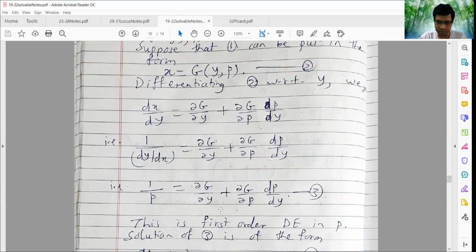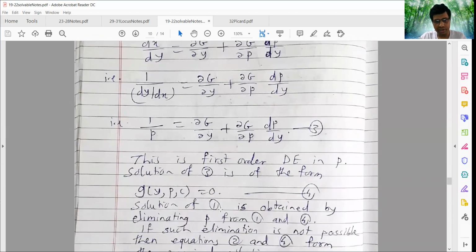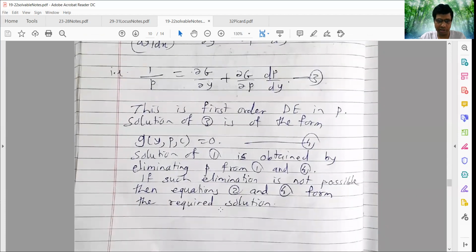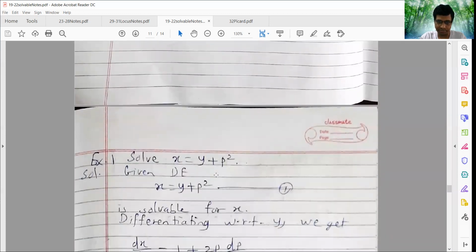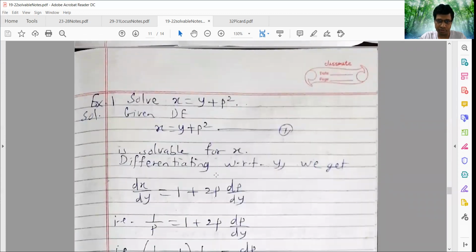Okay. And we again get a first order differential equation in p, and we solve this differential equation in p and y. Our solution will take the form g of y, p, c equal to 0. C is an arbitrary constant. And then this solution and the original differential equation can be used as the solution. We eliminate p from these two equations.